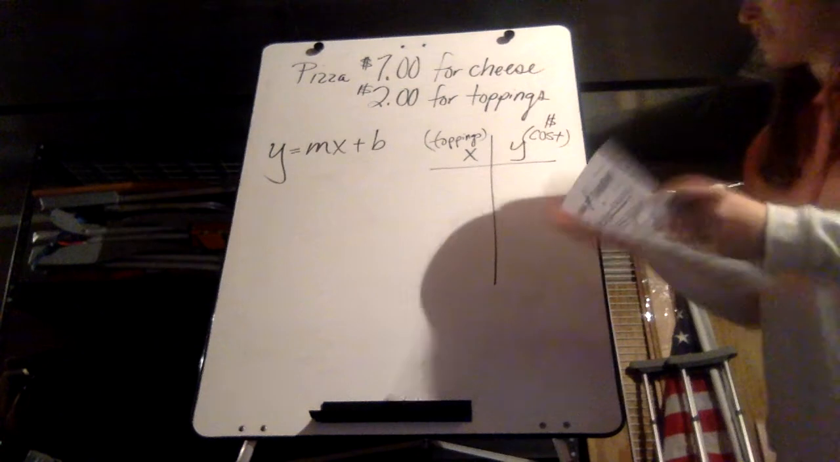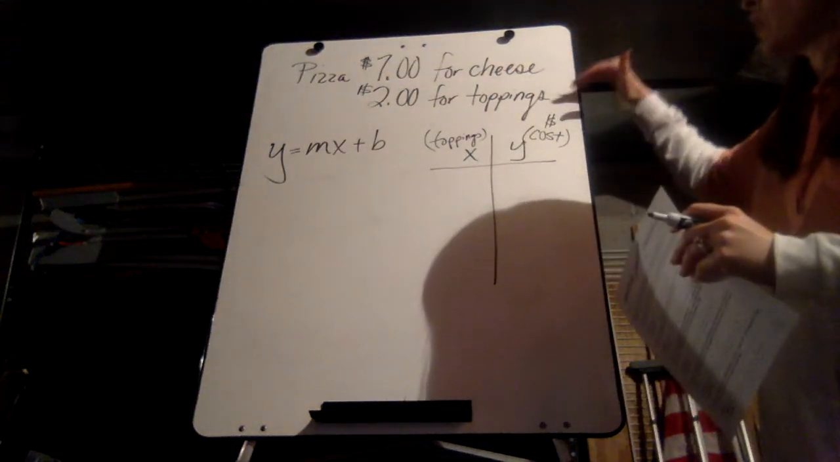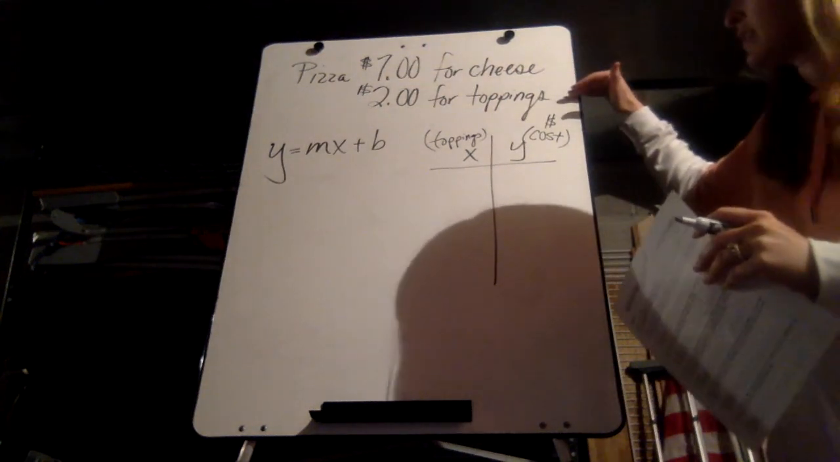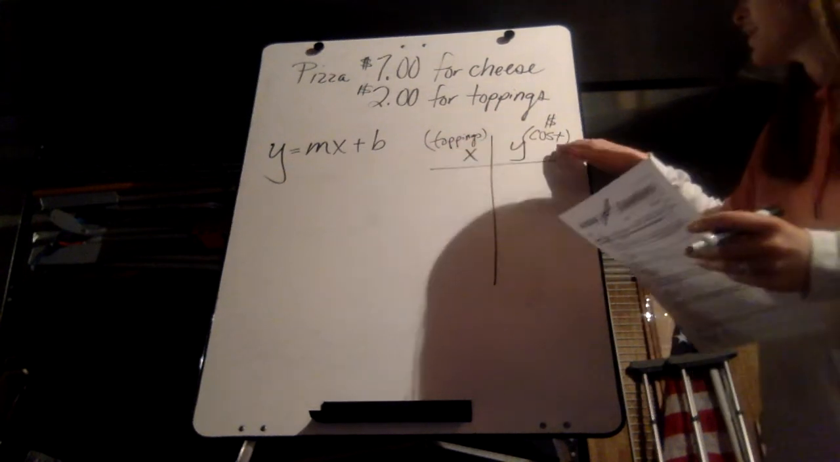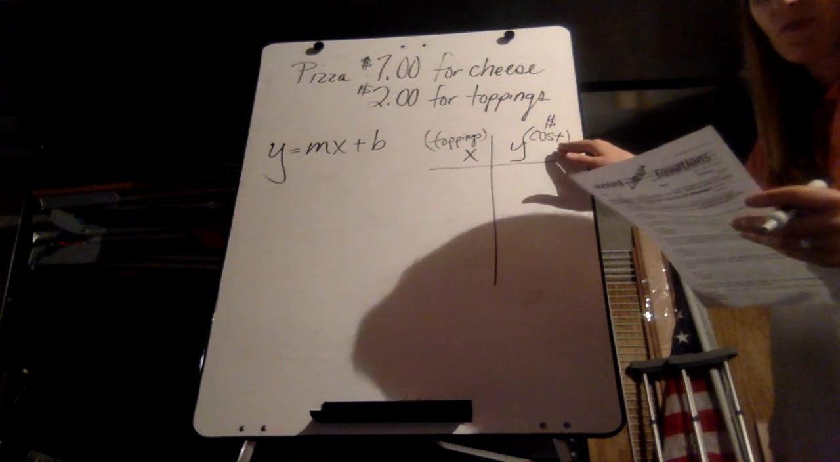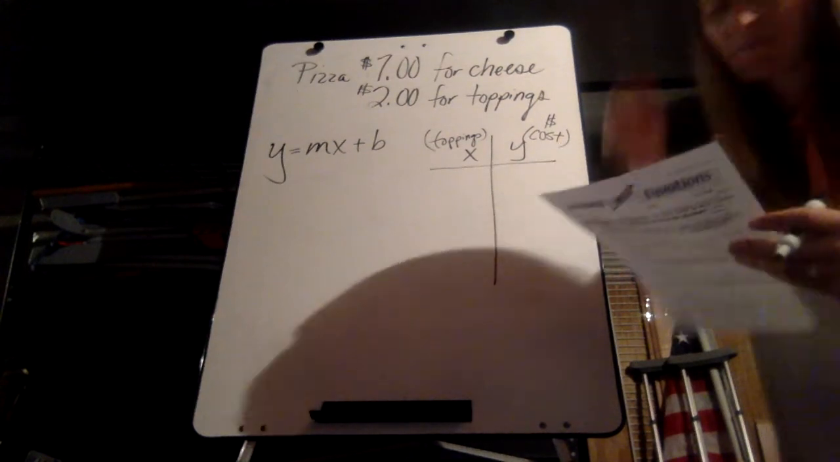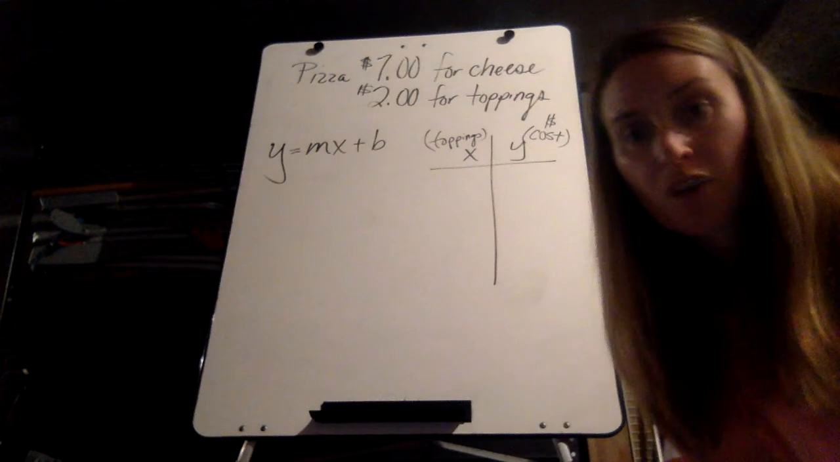Again, we're starting with a $7 cheese pizza, and if you want to add toppings, it's $2 per topping. x is going to be however many toppings we add, and y is going to be the cost of the total cheese pizza with toppings on it. So there are a couple of questions we're going to look through and talk through together.